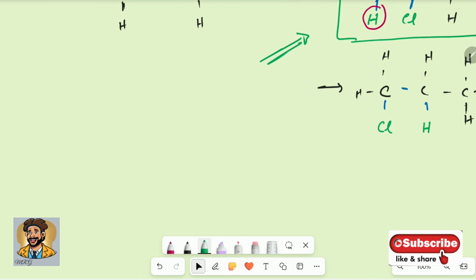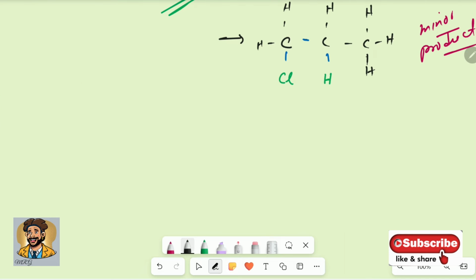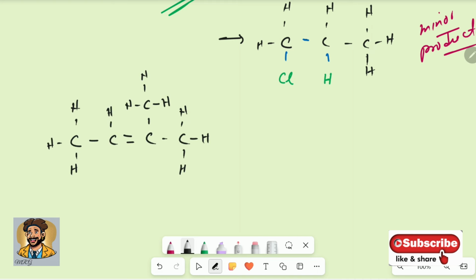Okay, maybe let's look at another example here so you get the idea of the minor and major product. There we go. And then in this chemical reaction, we are going to add hydrogen bromide this time. Okay? So that is the reaction.